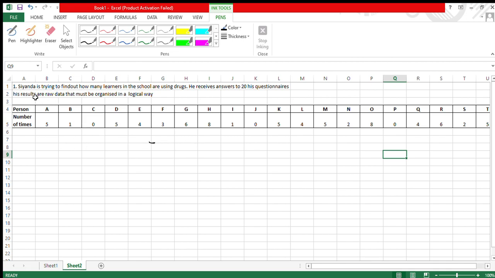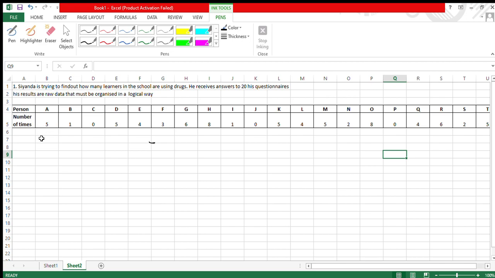Sianda is trying to find out how many learners in the school are using drugs. He receives answers to 20 of his questionnaires. His results are raw data that must be organized in a logical way. So we have raw data. These are all the persons on this row, and then the number of times that each person has used drugs.